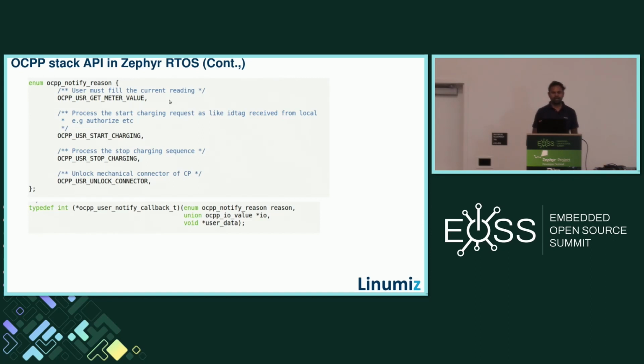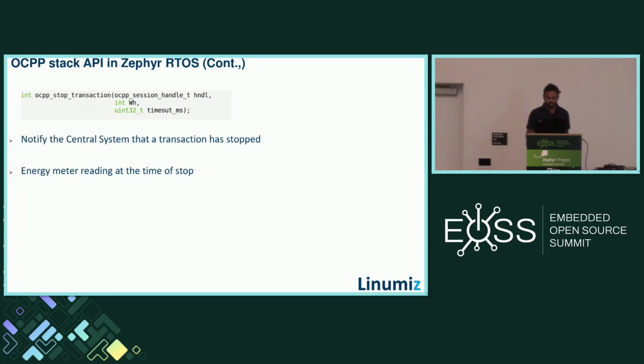It is recommended that this callback function be written to run as quickly as possible. The meter value should not be read in the callback itself; maybe another parallel thread can read it and share it between this callback function and that thread. The other reasons may be start charging and stop charging, which originate from the central system. Once the complete charging cycle has finished, the application may use OCPP_stop transaction with the reading from the energy meter.